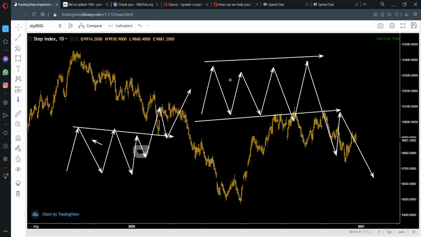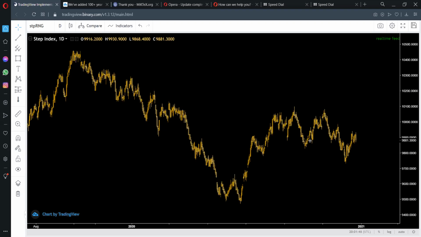Okay, and then the next one, when you make your analysis from the higher time frame, we are still looking for the same principle. What are the principles? The higher highs and higher lows.